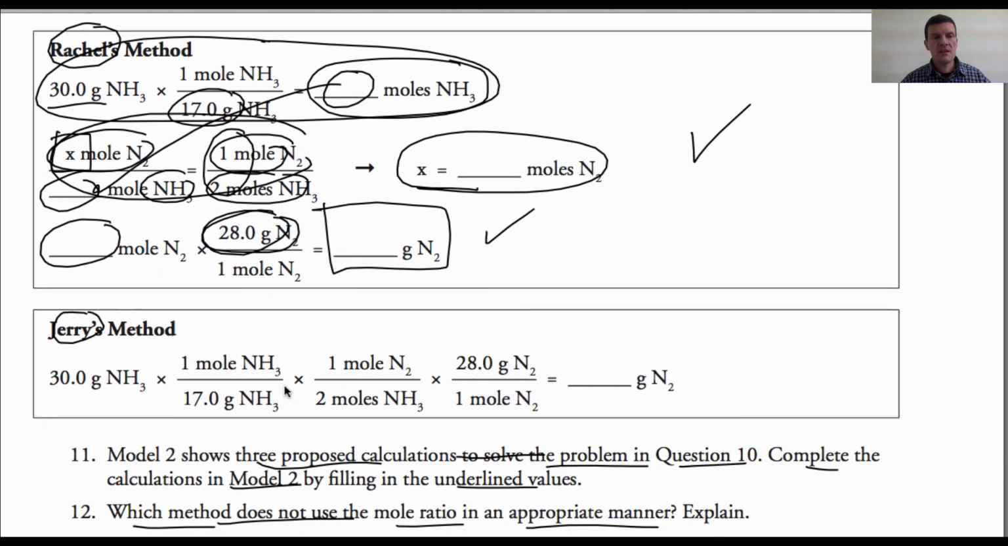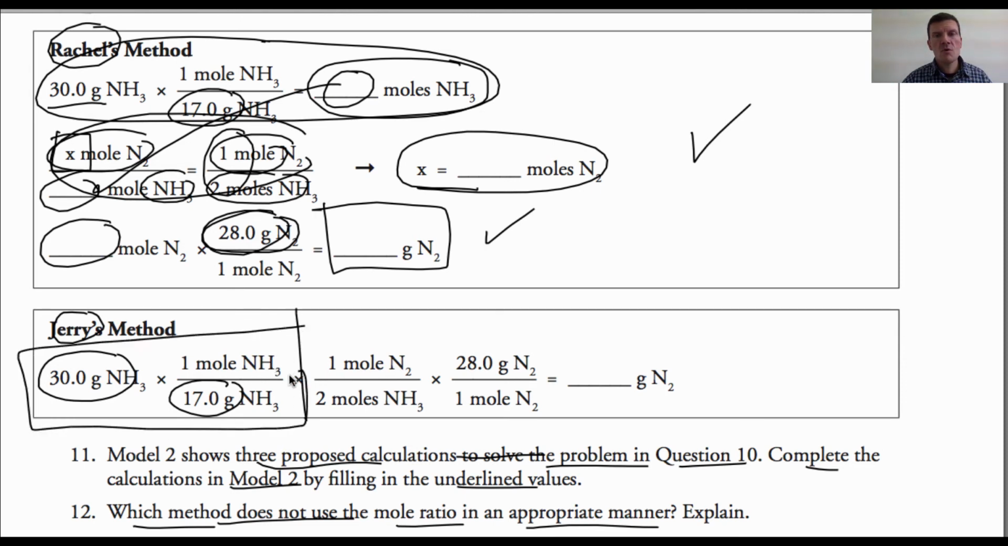Fantastic. Okay? Jerry sets it up exactly the same way. He just writes it all out in one step. So we have mass of ammonia dividing by the molar mass. That gives us, if we stopped right here, the moles of ammonia. Then we multiply by the mole ratio, that is from the coefficients of the balanced equation. This, if we stopped right here, would give us moles of nitrogen. And then we multiply by the molar mass of nitrogen to give us mass in grams of nitrogen.